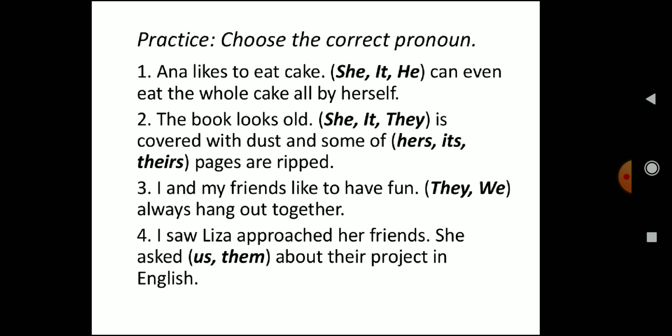She, it, or he. Anna, obviously she is a girl, so obviously we'll be using she. We will not be using he, because he is used for male. He is used for masculine gender and it is used for neuter gender. Anna is not a neuter gender, and she is not a boy also. She is a girl. So obviously we'll be using she. She can even eat the whole cake all by herself.